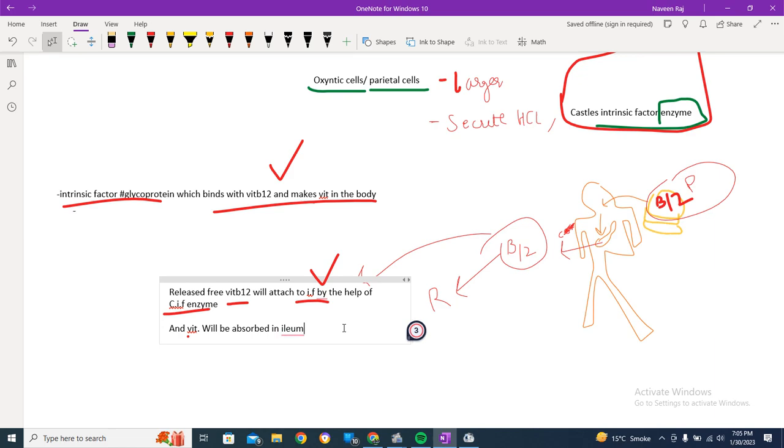Now, about the HCl, why is HCl released? HCl produces an acidic environment in the stomach, and it makes food more digestible. It helps in breaking down the food, and secondly, it will also kill the germs in the food, the bacteria and all that. So this was the function of it.